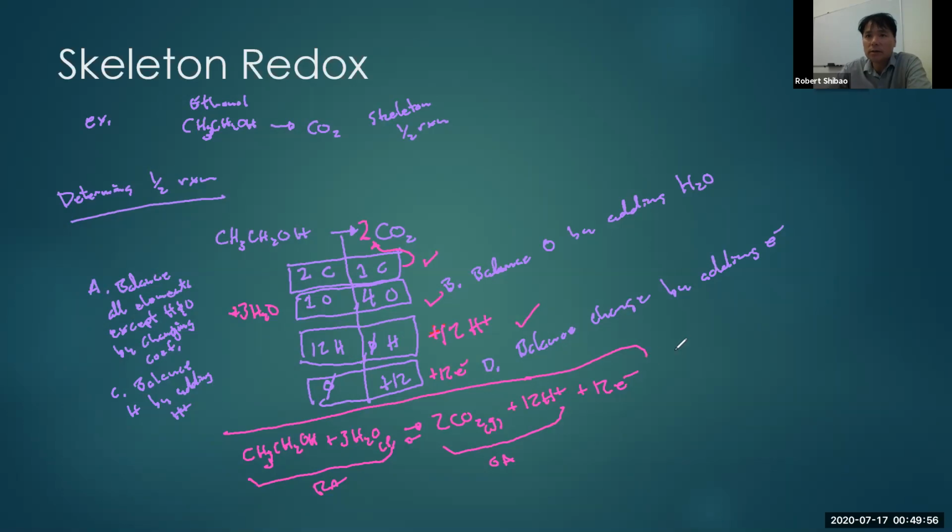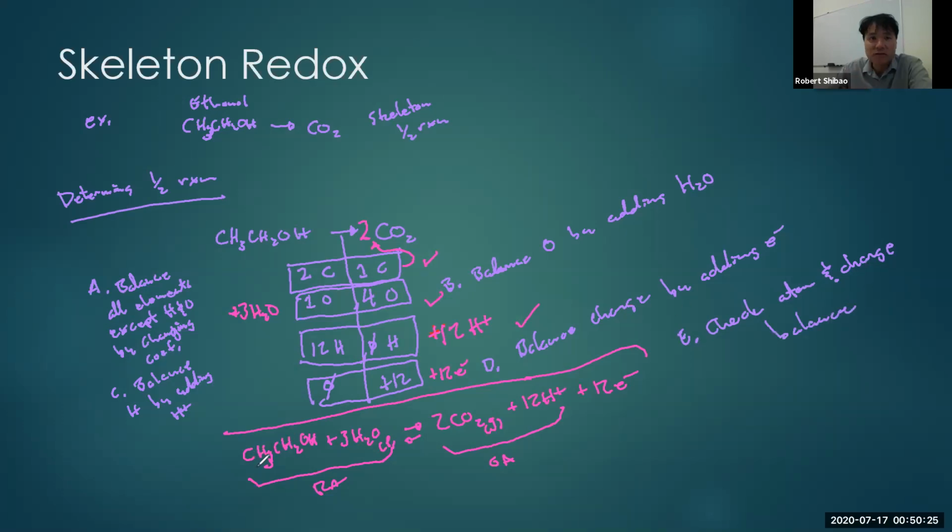Okay, so this would be a balanced skeleton half reaction. We got to check it's balanced. And so it's easy to make mistakes. So when we check that it's balanced, check atom and charge balance. And so this is a double check here.